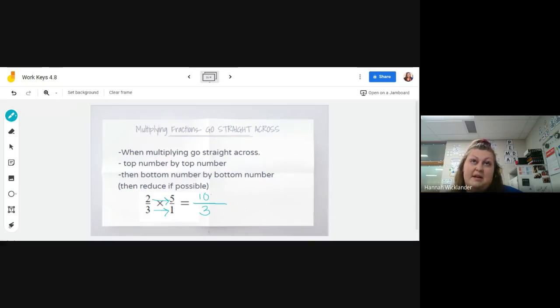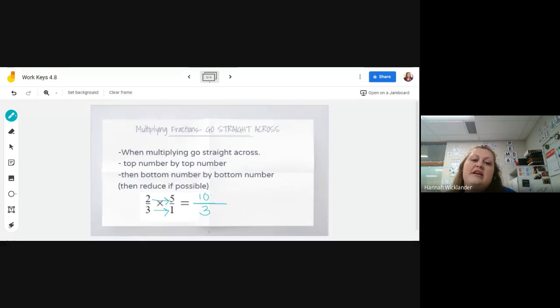I'm going to start from the beginning. Multiplying fractions, you're going to go straight across. So we're going to go numerator times numerator and then denominator times denominator. 2 times 5 gives me 10. 3 times 1 gives me 3. When multiplying fractions, they don't have to have the same denominator. You just multiply straight across. Whatever answer you get, you get.